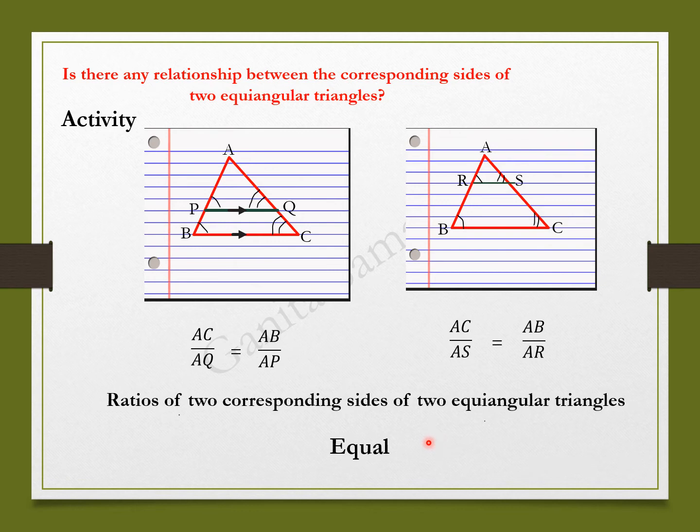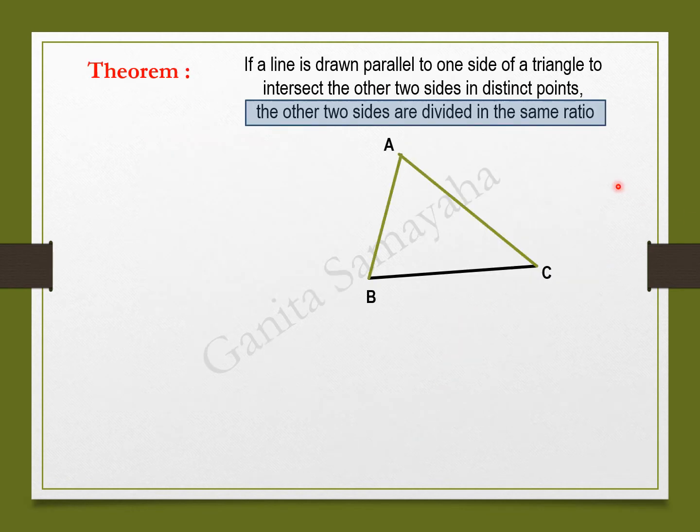But in mathematics, we require logical proof. Isn't it, children? So let us try to prove this statement logically now. Are you all ready? Yes. Let us get started. So what does the statement say? If a line is drawn parallel to one side of a triangle to intersect the other two sides in distinct points, the other two sides are divided in the same ratio. This statement is written in a different manner, that's all.